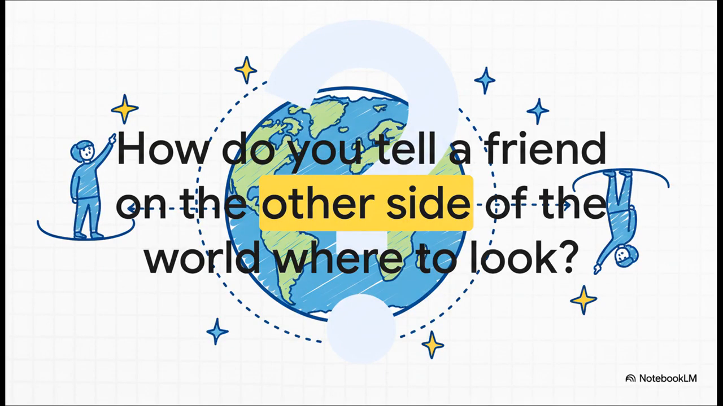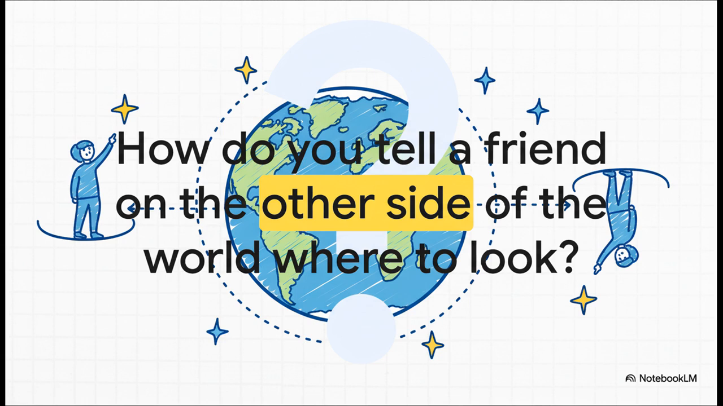Okay, but here's the catch. If I give you those coordinates, they're completely useless to my friend in, say, Argentina. A star that's directly overhead for me might be below the horizon for them. So this local system, it doesn't work for a global map.